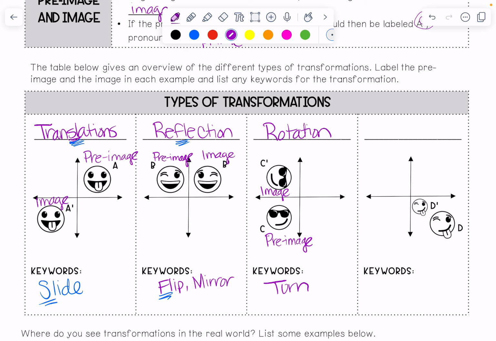On this last one, D is the pre-image and D prime is the image. Notice here the size changed, so we might say enlarge. We started with this figure and went to this one. Enlarge, shrink, or reduce. If the size of the shape is changing, we call that a dilation.